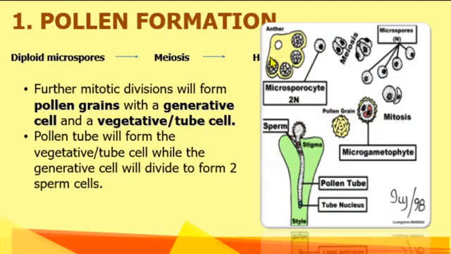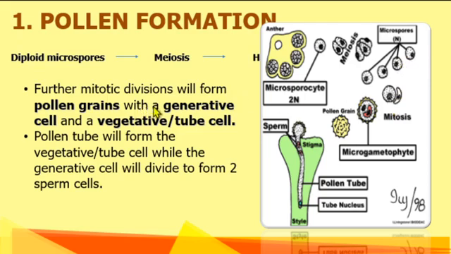And here we have the anther, and it has 4 regions. It contains our microsporocyte, which is a diploid cell. This undergoes meiosis, and it will give rise to microspores, which are haploid cells. And then here, the microspores will undergo mitosis.